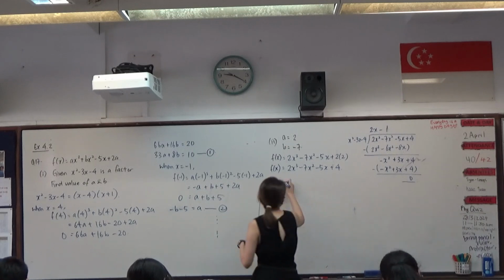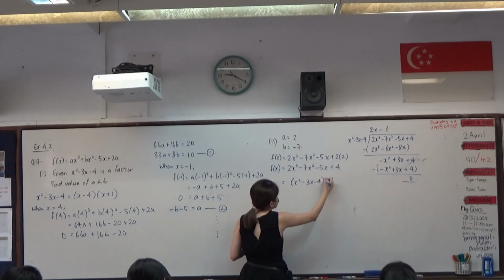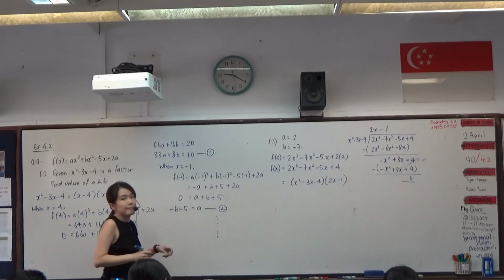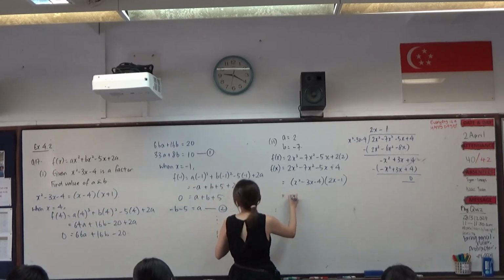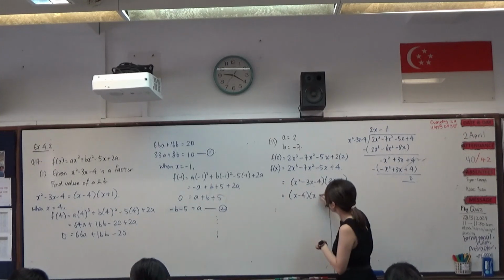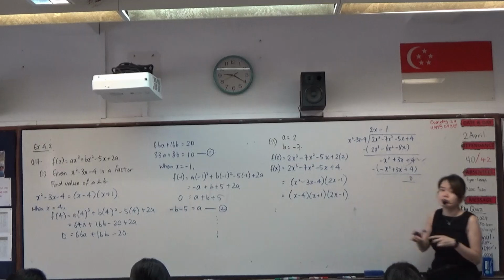So your f(x) is equal to x squared minus 3x minus 4, the divisor, multiplying by the quotient. But they want you to factorize completely, so your x squared minus 3x minus 4 needs to be factorized into x minus 4 times x plus 1. So this will be the answer.